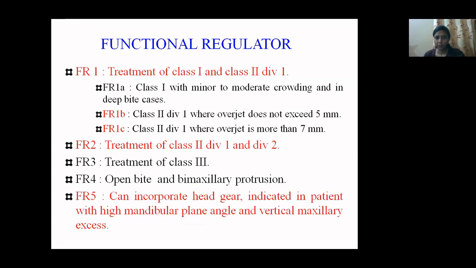There are 5 types of Frankel appliances, out of which Frankel FR1 is used in the treatment of class 1 and class 2 division 1. In the FR1 there is a 1A, 1B and 1C. 1B and 1C are used to correct class 2 division 1. 1B is for class 2 division 1 where overjet does not exceed 5 mm, and 1C where overjet is more than 7 mm. And FR2 is used in the treatment of class 2 division 1 and division 2 cases.